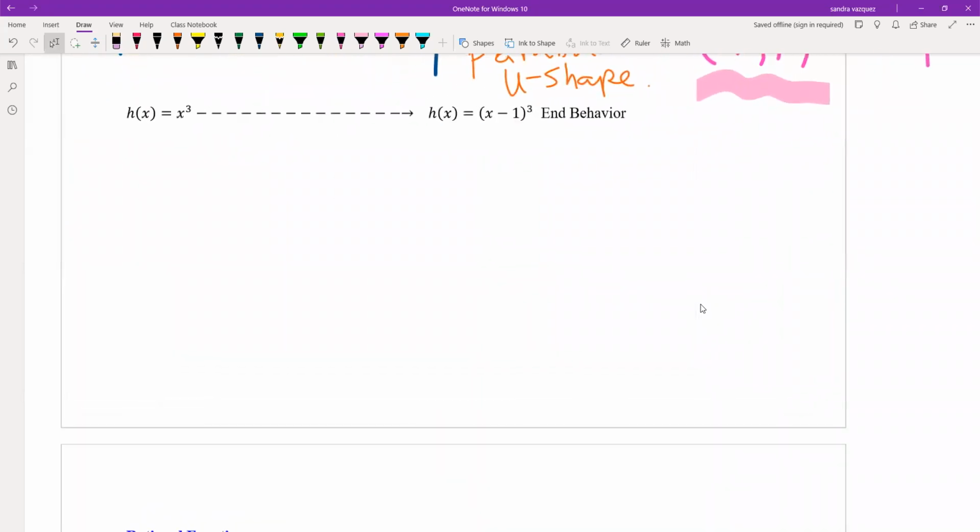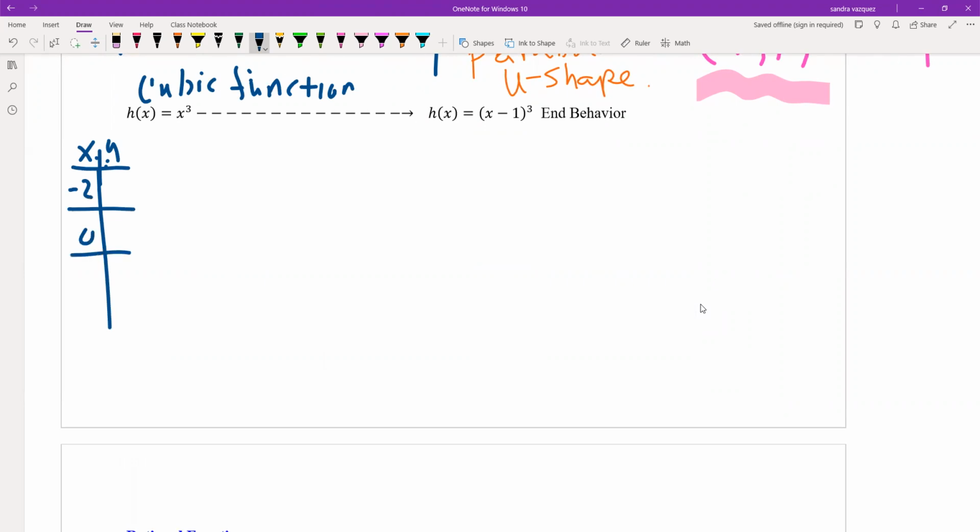We have x to the third power. Make a T table of values. This is what we call the cubic function. Now, cubic function, we'll try the same thing. I'm going to try -2, 0, and 2. You can try more values if you want to. Okay, for me, this will be enough.